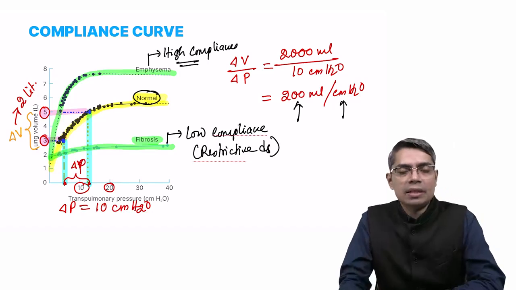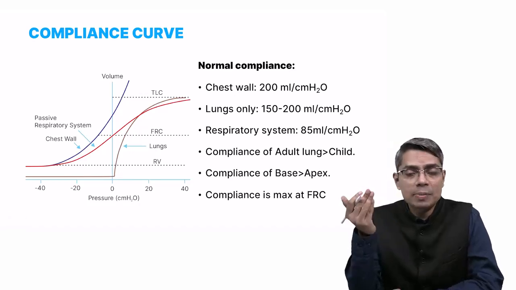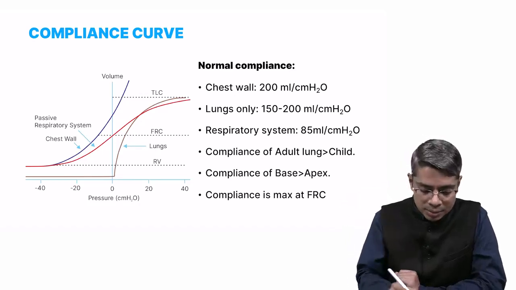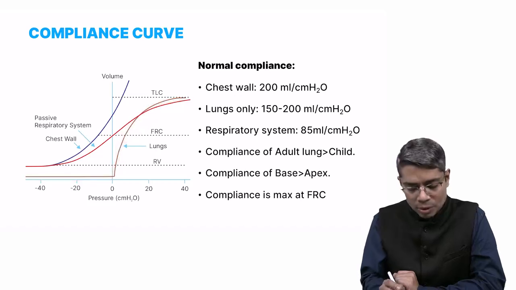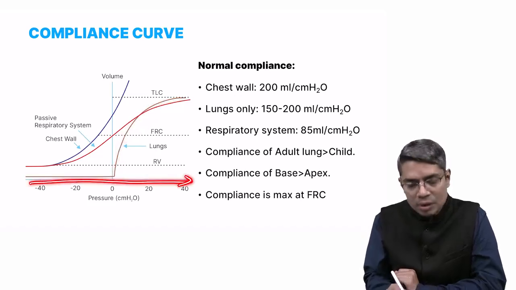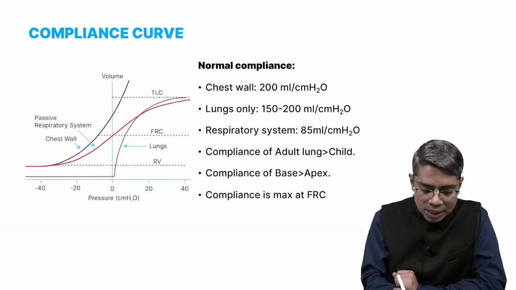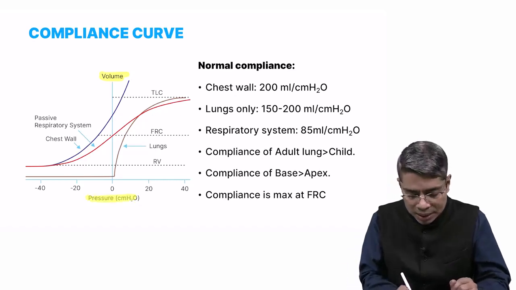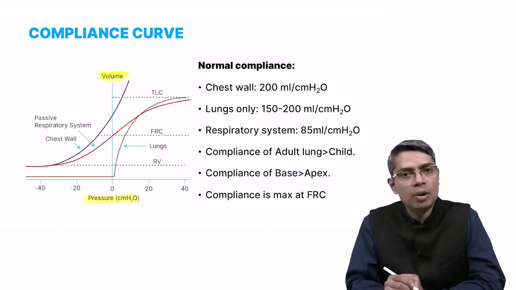Now in the previous session, on the mechanics of respiration, we also saw the compliance of the lung and respiratory system, the compliance of the chest wall, and the compliance of only the lungs. Could you recall this curve? This is the compliance curve of the lung. Why are we saying this is a compliance curve? Because on the x-axis we are plotting the pressure change, here the transmural pressure, and on the y-axis we are plotting the volume change. I told you at the beginning of this session that compliance means on the x-axis you plot the pressure, which may be the intrapleural pressure or the transmural pressure, and on the y-axis you plot the volume.